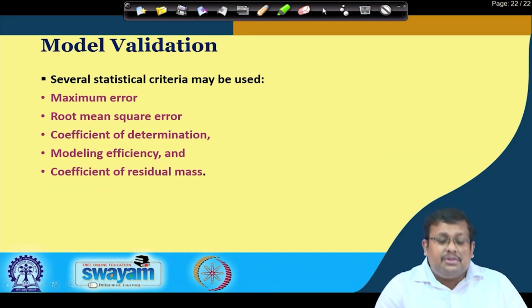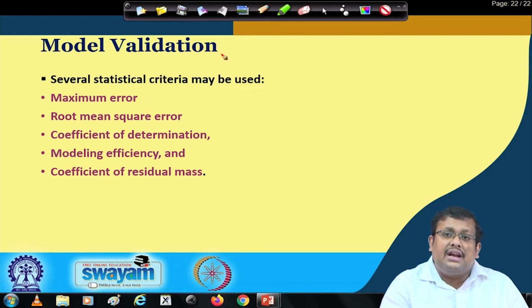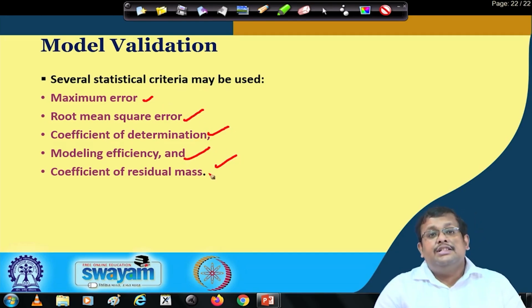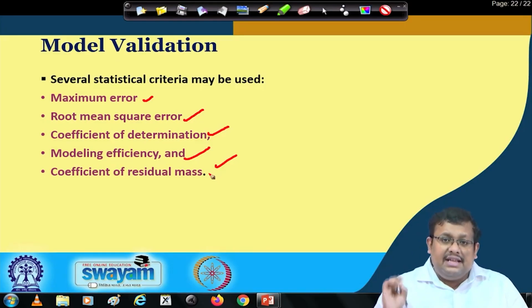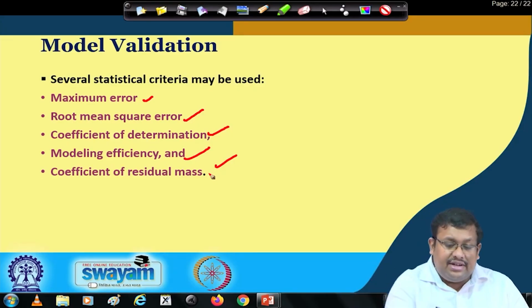Now, what are the different types of statistical criteria which are used? These are some statistical objective criteria which we generally use to measure the model validation or accuracy. One is the maximum error, then root mean square error, then coefficient of determination, modeling efficiency and coefficient of residual mass. So, these are some of the important parameters. Measuring those, we can tell whether this model is good or bad in terms of validation.